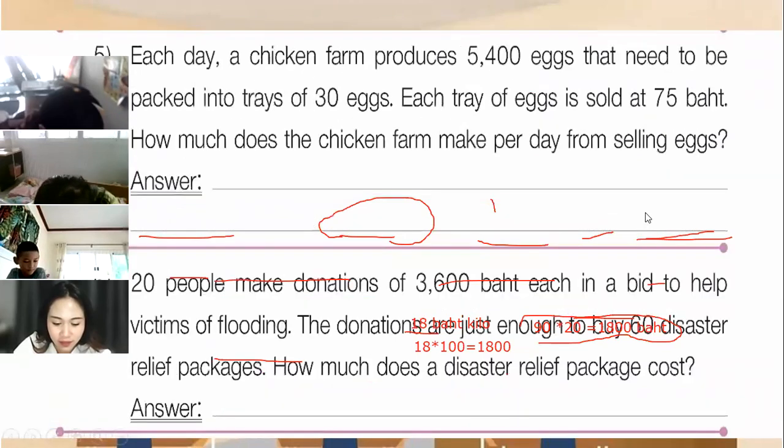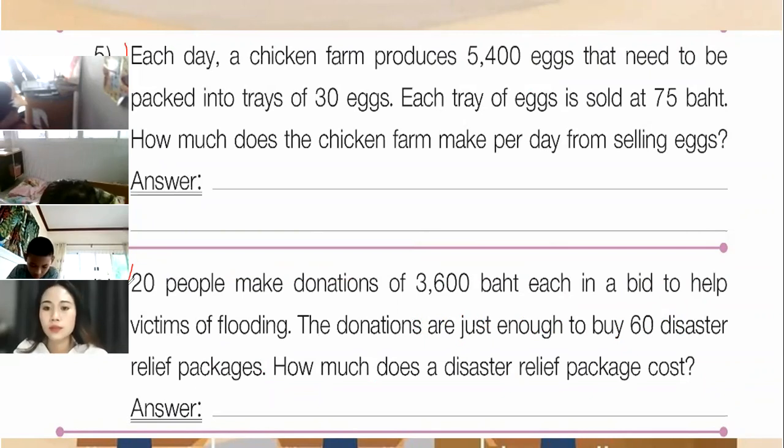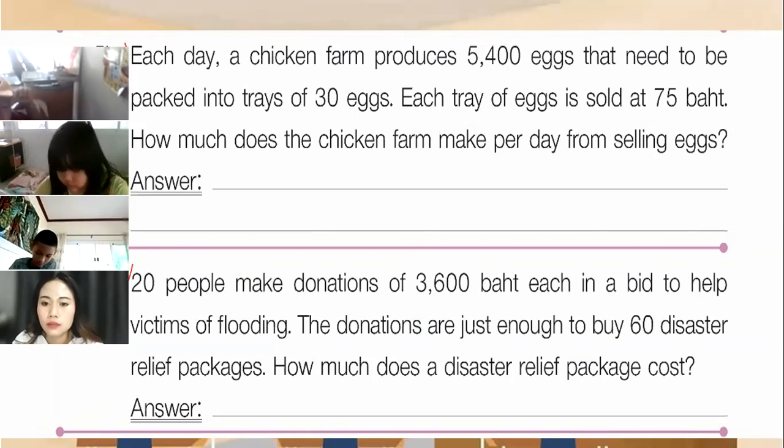Okay, students, now I give you a time of 5 minutes. You have two questions, question number 5 and question number 6. You have to solve them by yourself and give me the answer. Problem number 5 and problem number 6, find the answer. Okay, you have 3 minutes.